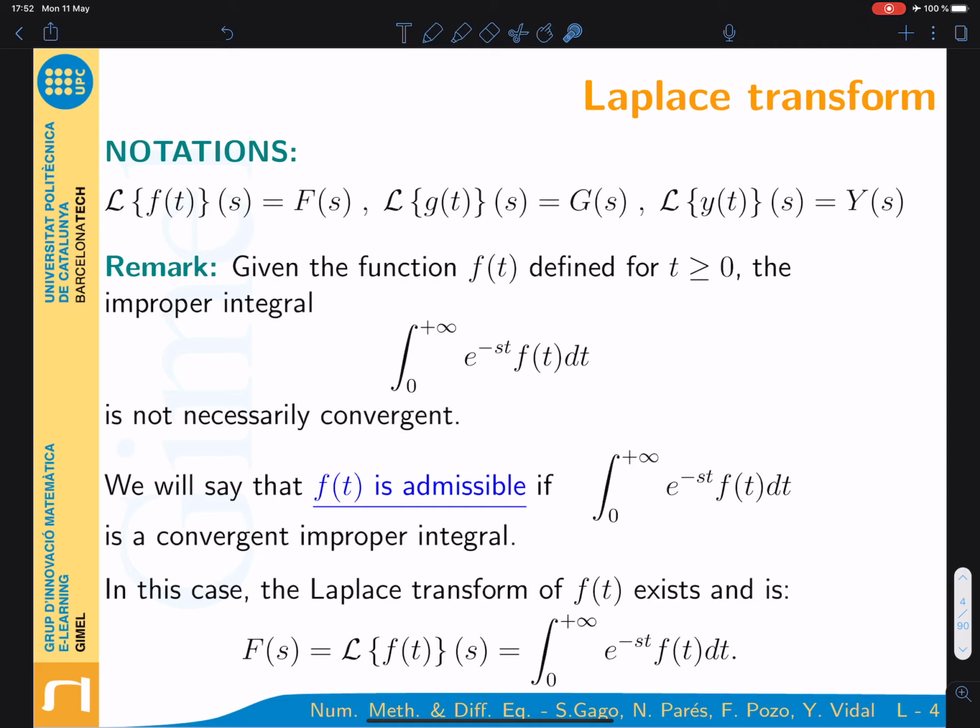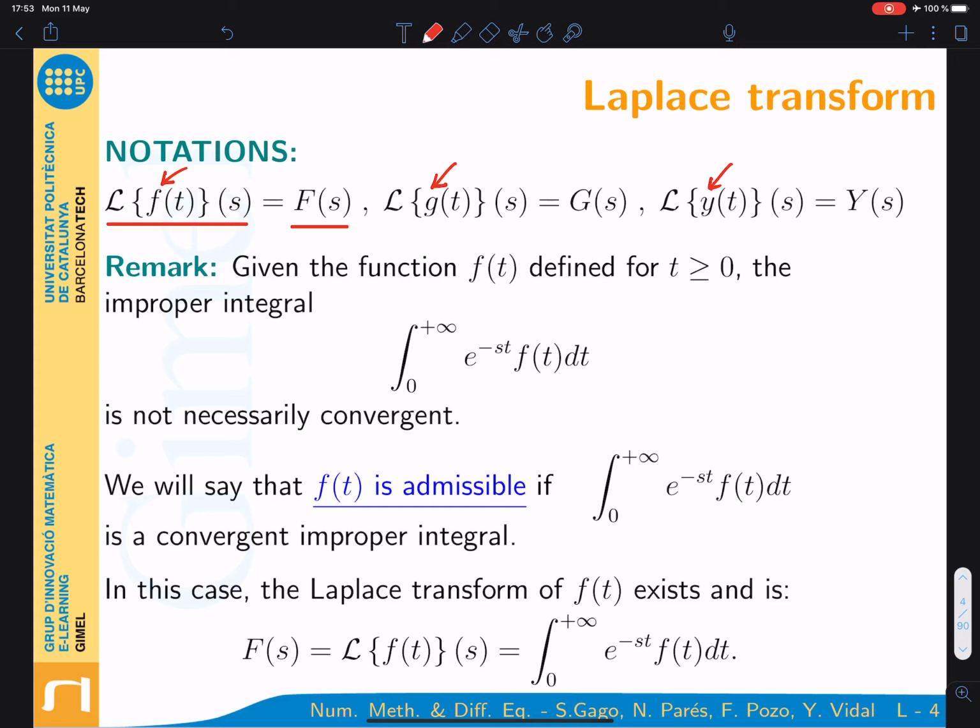So here we have some remarks, some notations that we will use a lot. As I said, I like a lot this notation, capital F of s. This just means exactly the same as this, the Laplace transform of f of t, that is a function of s. Here you have different functions. Of course, we can have as input a function f of t, but the input can be a function that is called g, or a function that is called y, that will be used a lot in this course when solving differential equations with the Laplace transform.